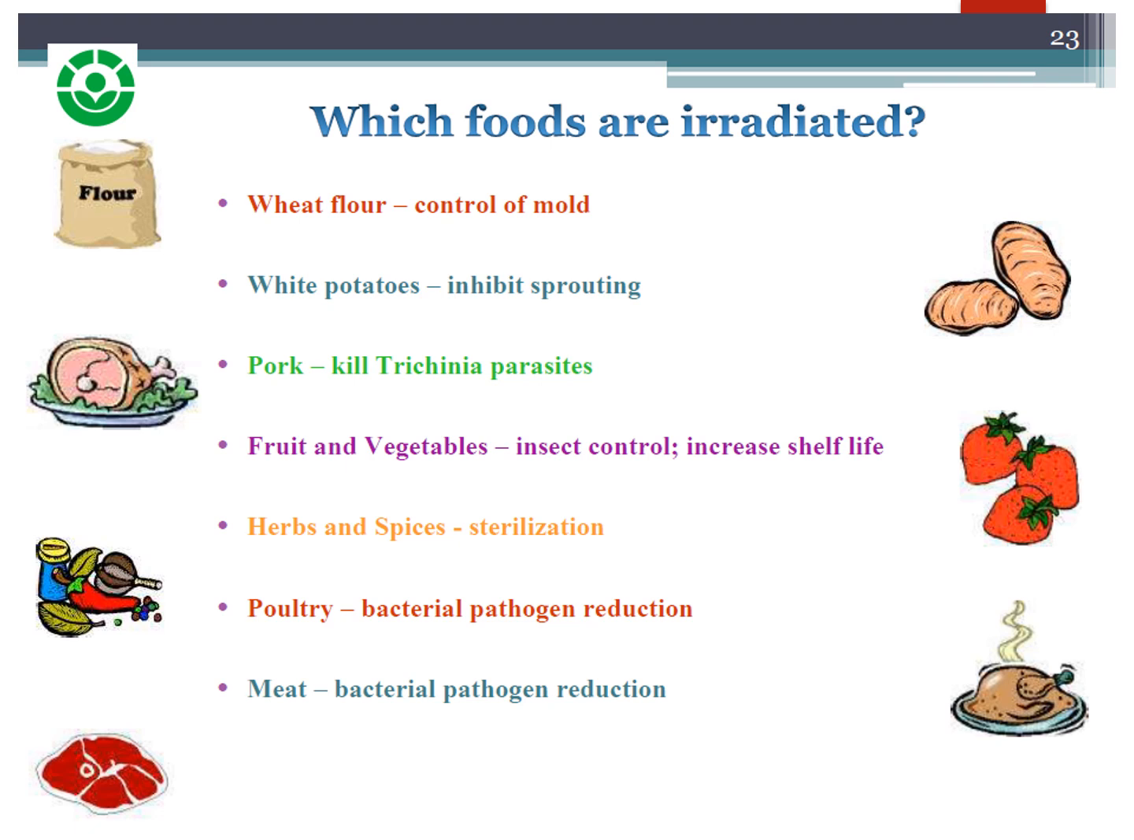Fruits and vegetables are irradiated to prevent insect infestation and increase shelf life. Next, herbs and spices. Herbs and spices are irradiated for sterilization purposes. Next, poultry. Poultry items are irradiated for bacterial pathogen reduction. Next, meat items, also for bacterial pathogen reduction.